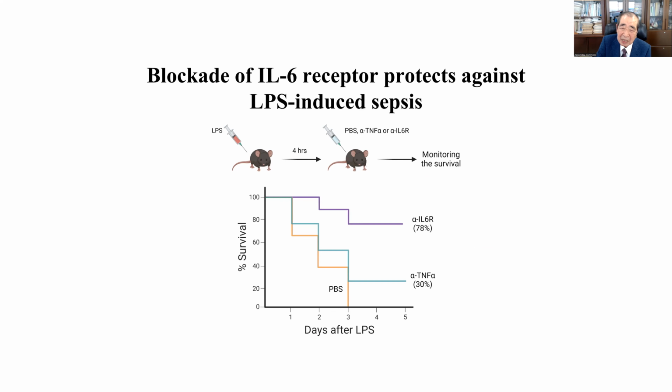And in mice, endotoxin shock is induced. For example, if we inject a large amount of lipopolysaccharide, LPS, then 100% of mice die within 3 days. But anti-TNF has a small effect, about 30%. And anti-IL-6 receptor is very effective, rescuing the endotoxin shock in mouse.